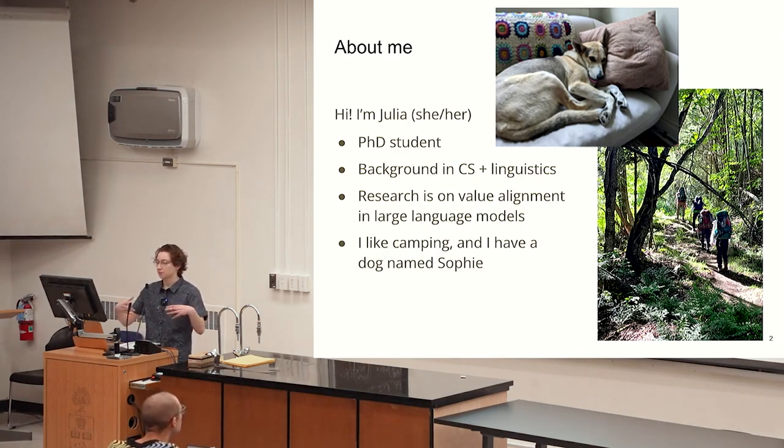Value alignment is the idea that language models and technology in general inherently encode a particular set of values, and that can sometimes show up in, for example, implicit word choices. So a lot of my research is on language reform and the values that large language models communicate in word choices around gender and gender-inclusive language.